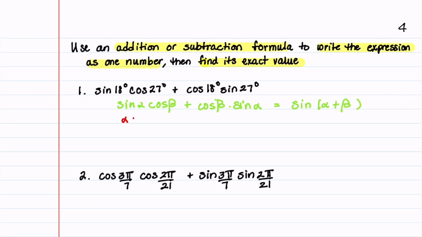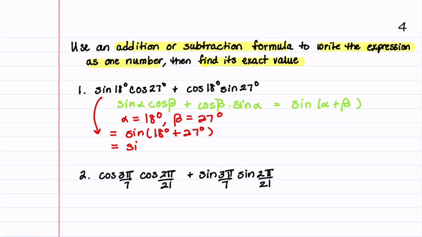Our alpha is equal to 18 degrees and our beta is equal to 27 degrees. The expression that we're given is then equal to the sine of alpha, which is 18 degrees, plus beta, which is 27 degrees. This gives us the sine of 45 degrees, which is equal to root 2 divided by 2.